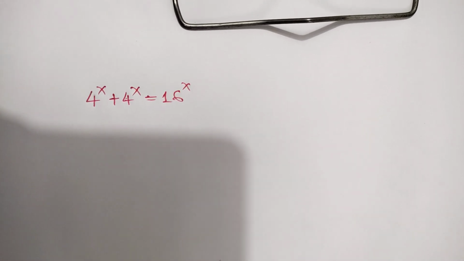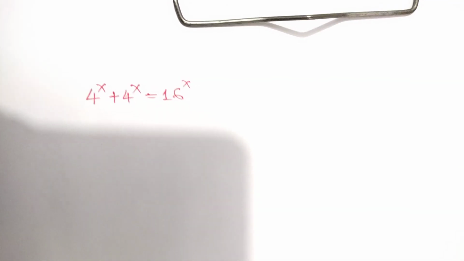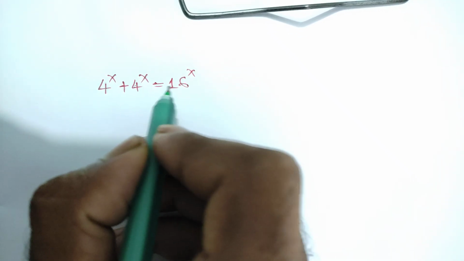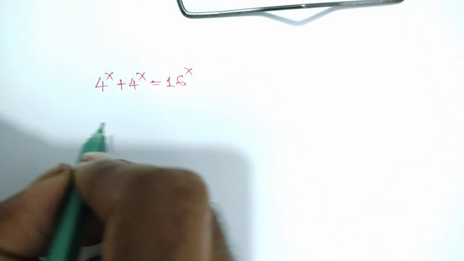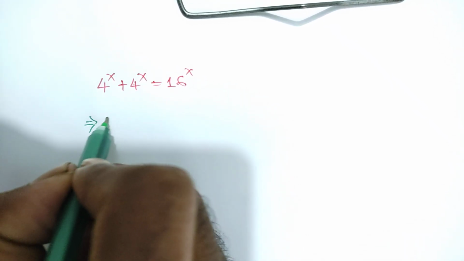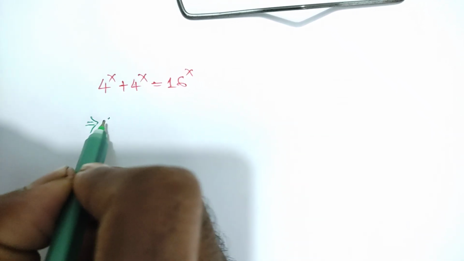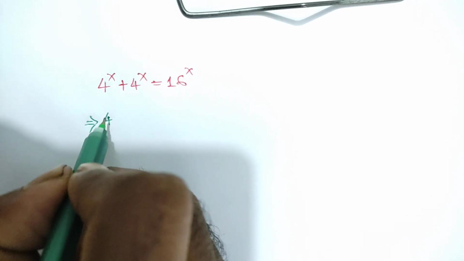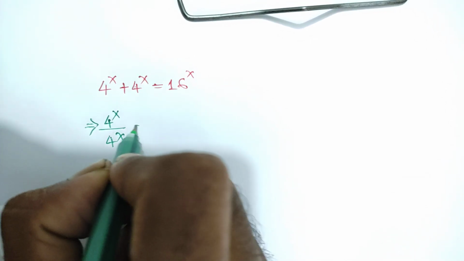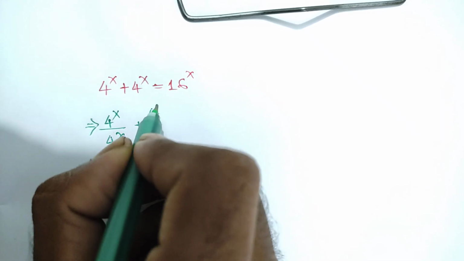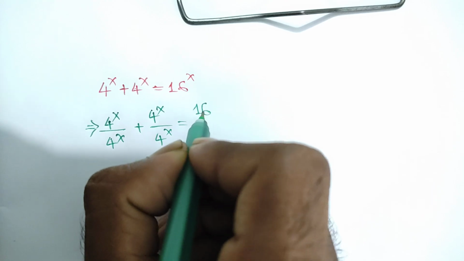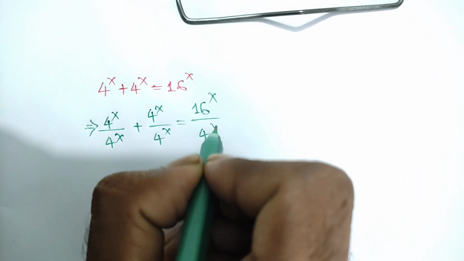Hi everyone, in this video I am going to show how to find the value of x where 4 to the power x plus 4 to the power x is equal to 16 to the power x. Here we can write 4 to the power x over 4 to the power x plus 4 to the power x over 4 to the power x is equal to 16 to the power x over 4 to the power x.